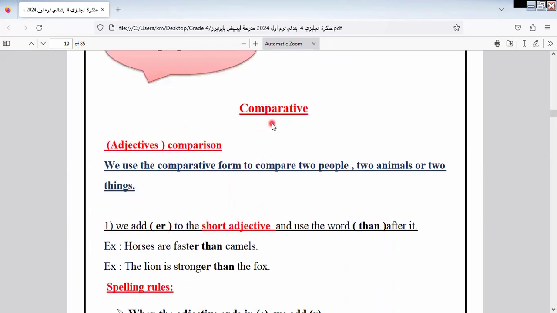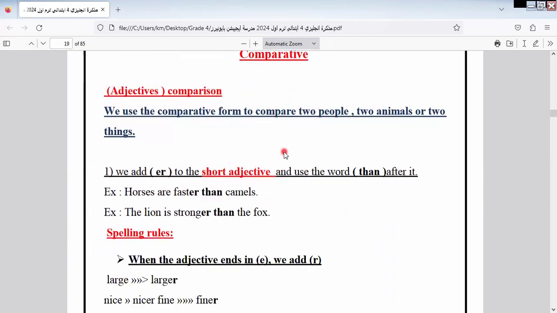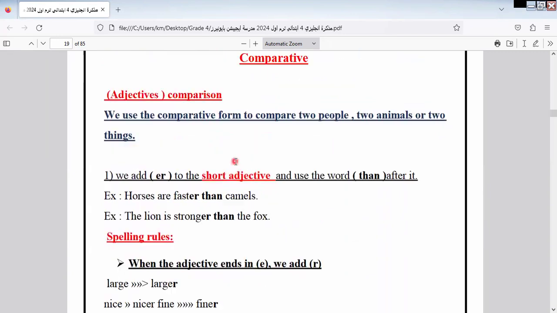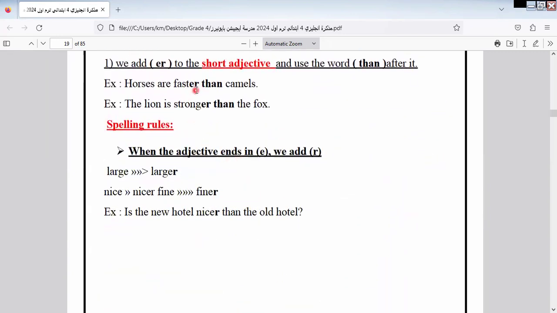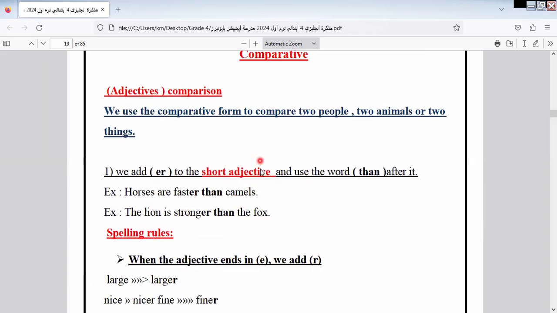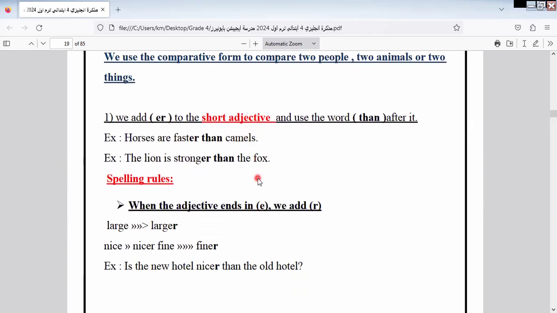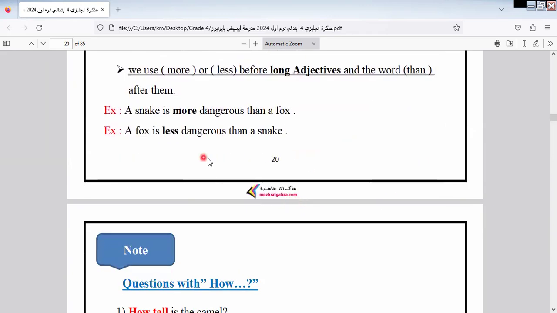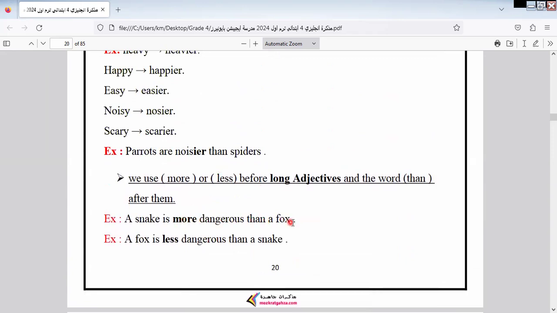Here we talk about the comparative form. In unit 3, we talk about the superlative form. Here we talk about the comparative form, adding er to the adjective. We know it by adding er to the adjective and adding than. This is for the short adjective, or an adjective that is one syllable. What can I do if the adjective is more than one syllable? We say more plus adjective plus than.